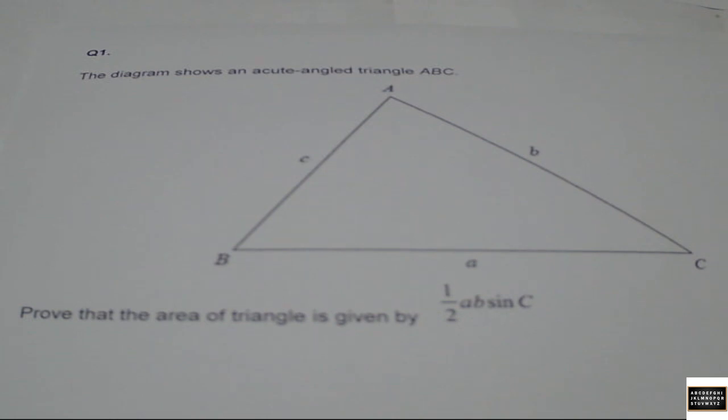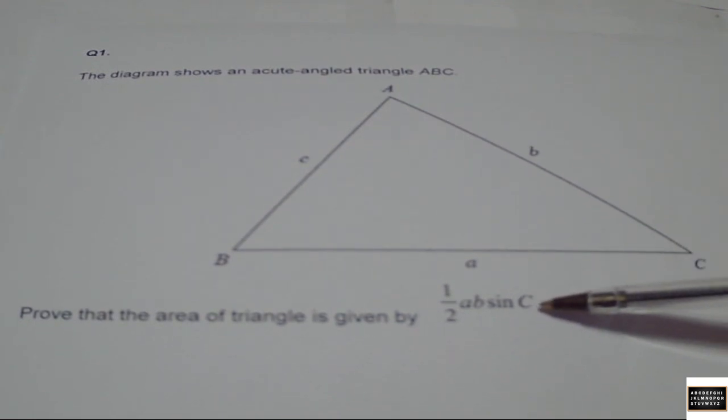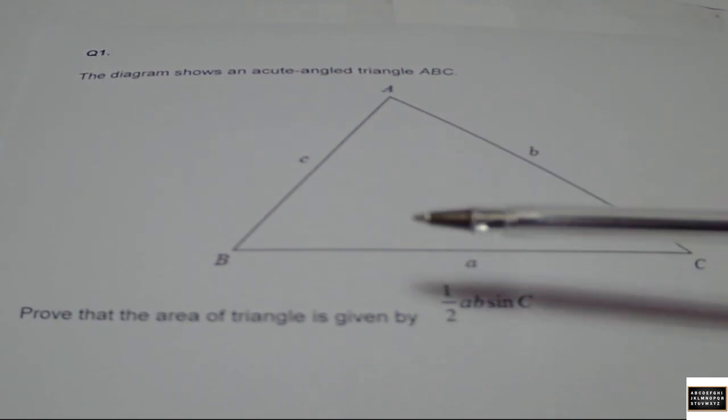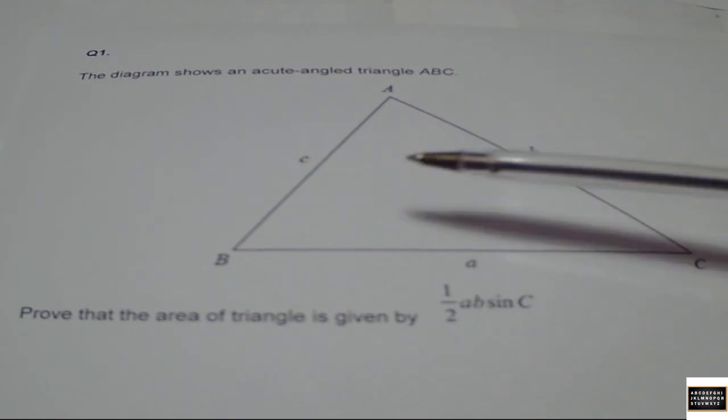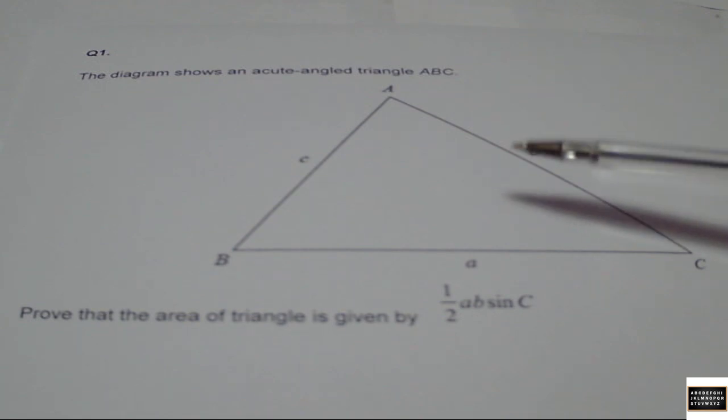You can see this question right here. This is becoming a bit of a favourite. It doesn't occur all the time, but it is becoming a bit more common, asking you about the area of a triangle and proving that the area of a triangle is given by half AB sine C. Now, often you're asked about the area of a triangle with this particular formula with non-right-angled triangles, and you can see that this is not right-angled.